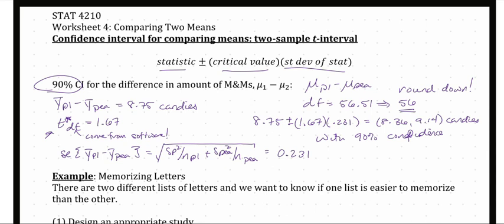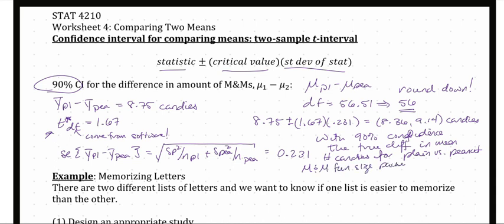if I only had confidence in my spelling, with 90% confidence, the true difference in the mean number of candies for plain versus peanut M&M fun size packs is contained in the interval (8.36 to 9.14).